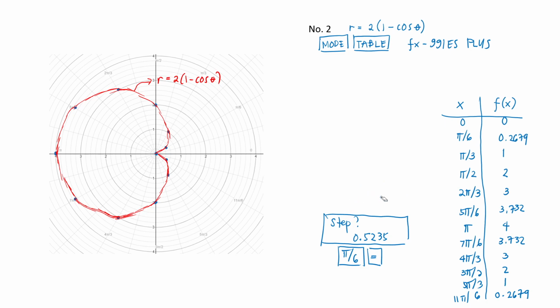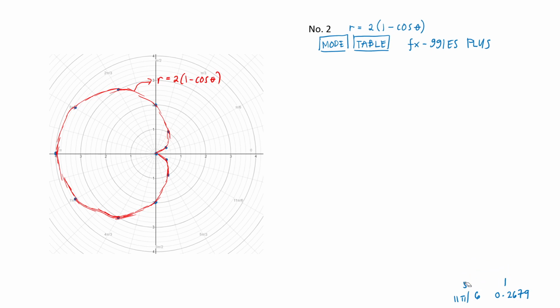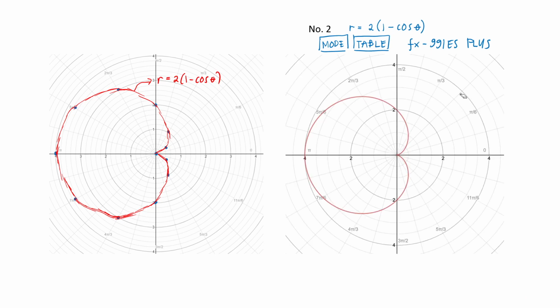So sorry, the speaker is making noise because of work going on here. Okay, so this is the graph from Desmos.